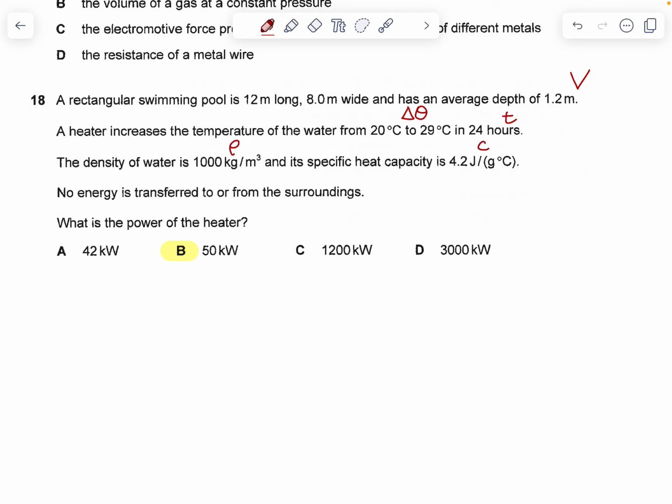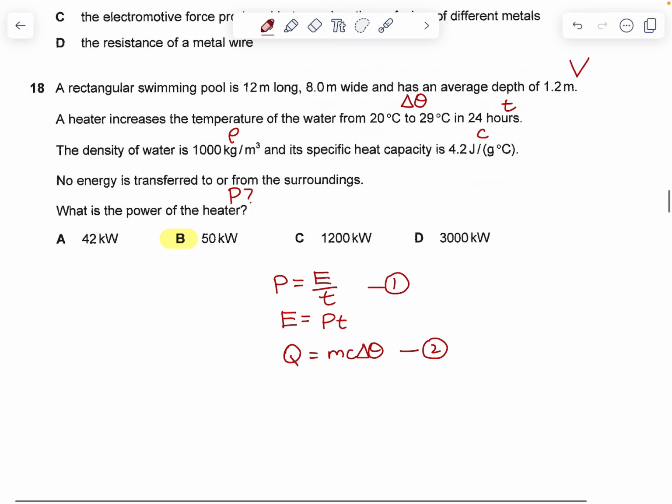First equation, P equals energy over time, and we can write it as energy equals PT. Second equation, Q equals mc change in theta, because there's no change in state. So we can equate both equation 1 and equation 2. Since Q is equal to energy, PT equals mc change in theta, and you can use it to find power.